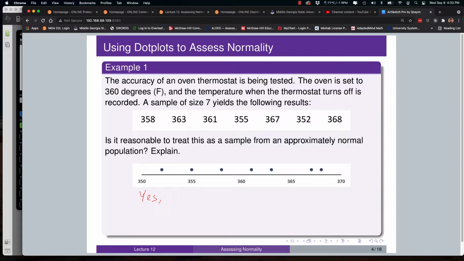And the reason why that is, is because there is no large degree of skewness, and no outliers in the data.